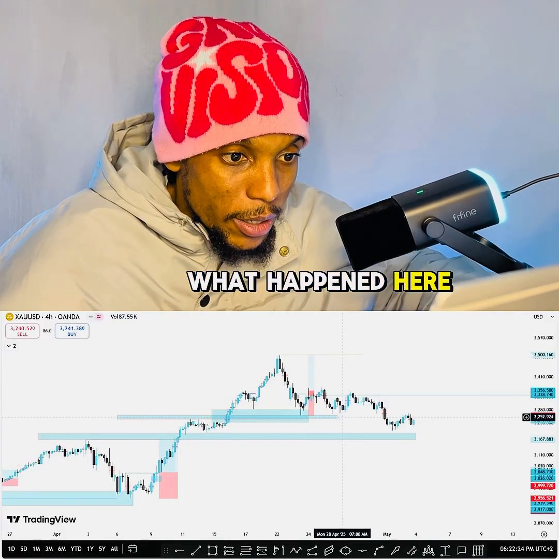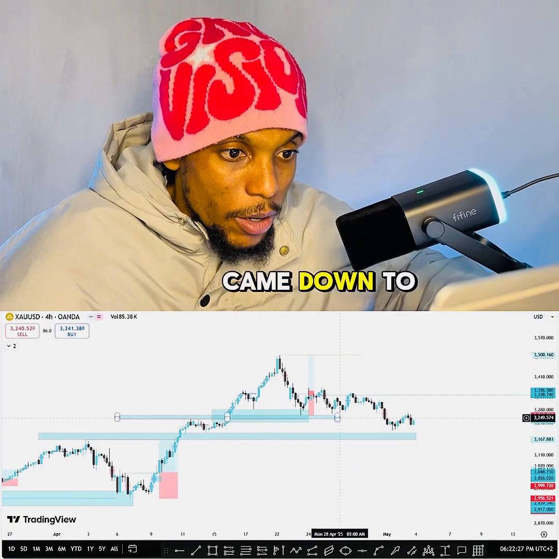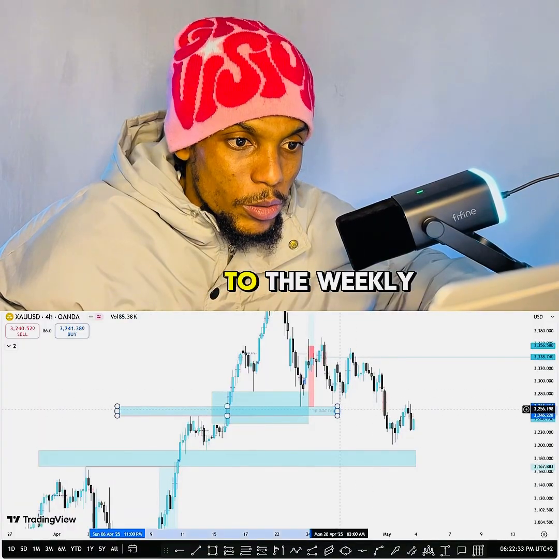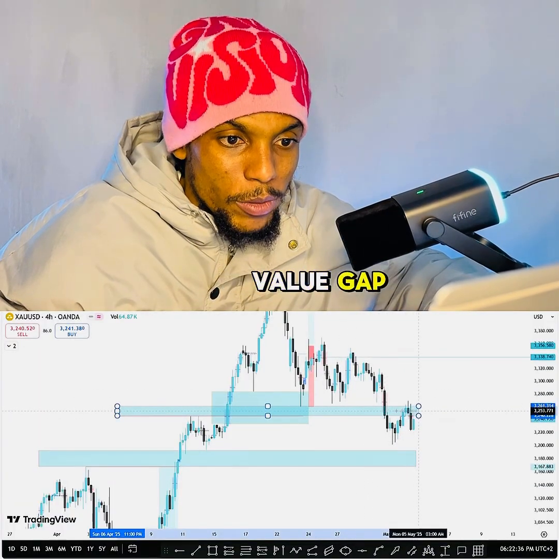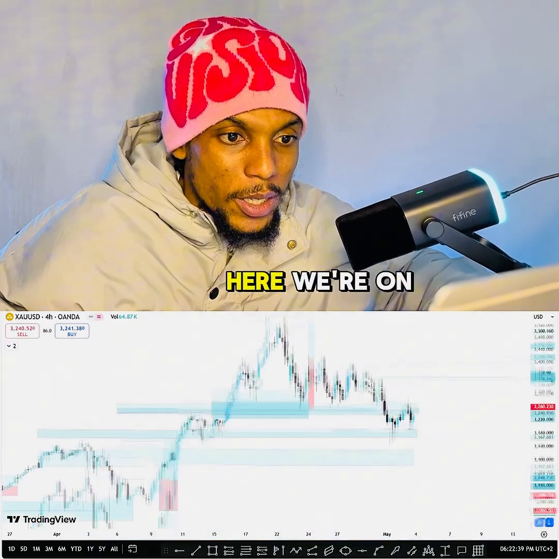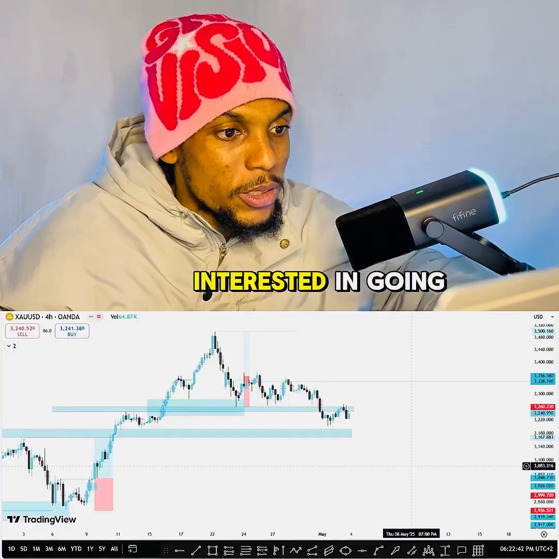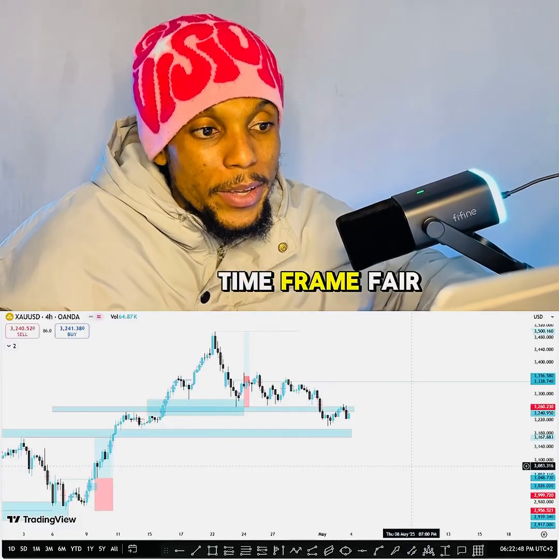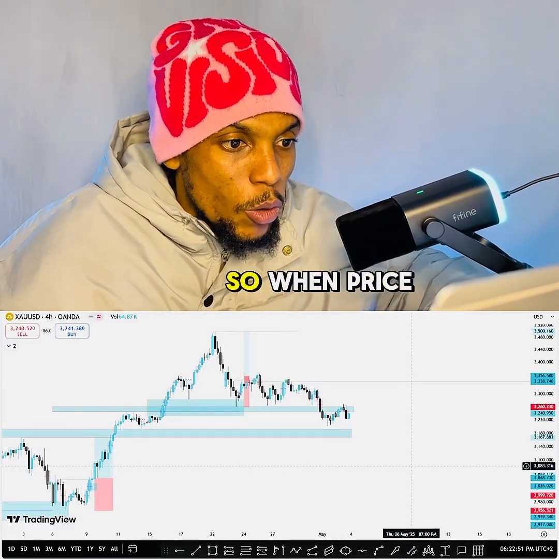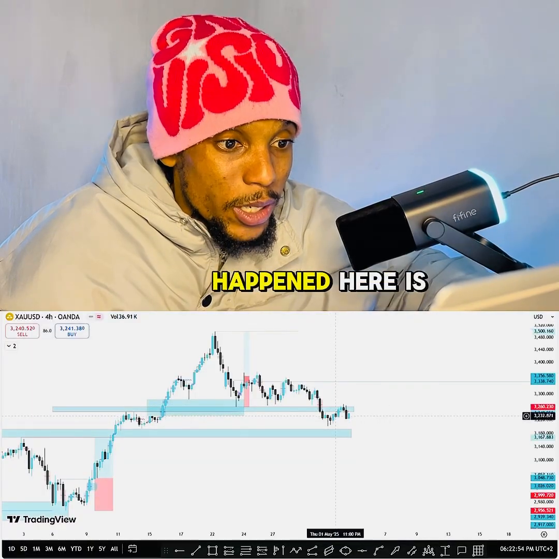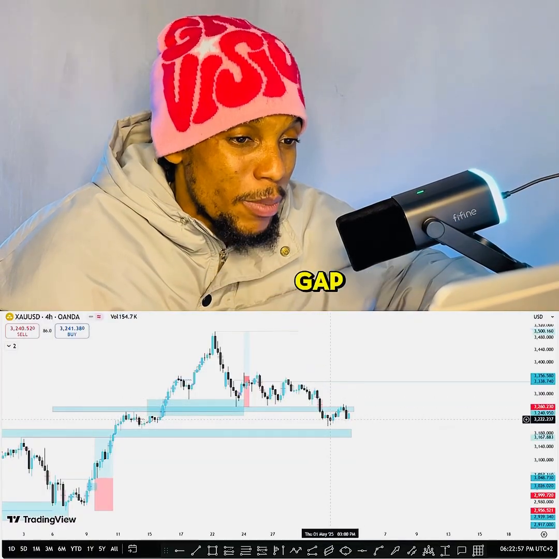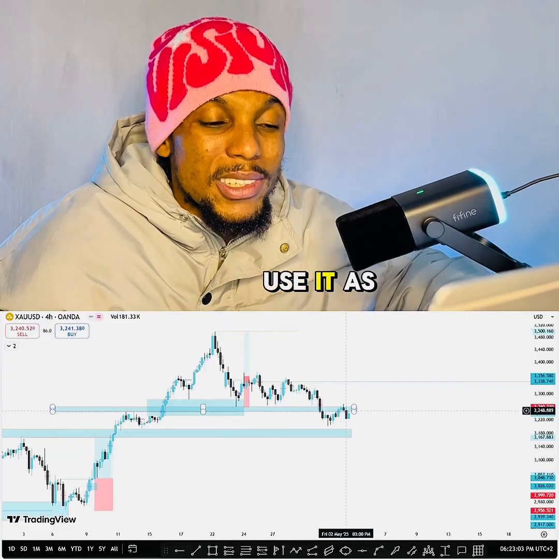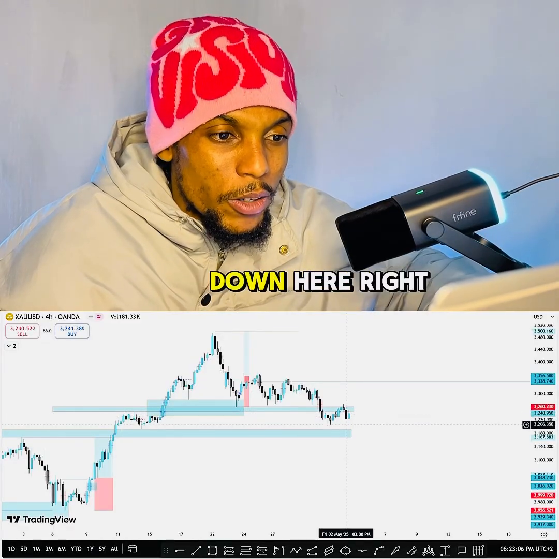So as you can see what happened here, price came down to the weekly time frame fair value gap. So I just had to extend it for you to see what happened here. We're on the 4 hour time frame now. I'm no longer interested in going down to the 1 hour time frame, because we are now trying to see what would happen from a weekly time frame fair value gap, right? So when price came into this weekly time frame fair value gap, it broke the weekly time frame fair value gap and moved up, and as you can see, how price closed looks like it's about to use it as a resistance to continue coming down here, right?